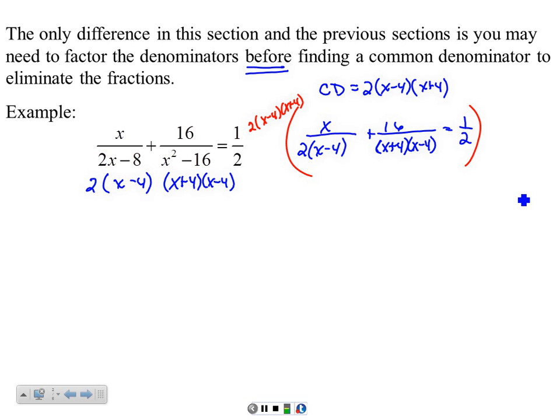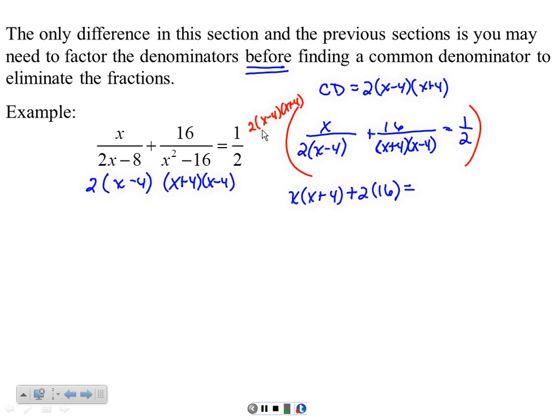So, when I multiply this first fraction by the common denominator, the 2's will cancel out and the x minus 4's will cancel out, and I'm left with x times x plus 4. So I have to multiply this x plus 4 times this x. When I multiply the common denominator times the second fraction, the x plus 4 and x minus 4 cancel out, and I'm left with 2 times 16.